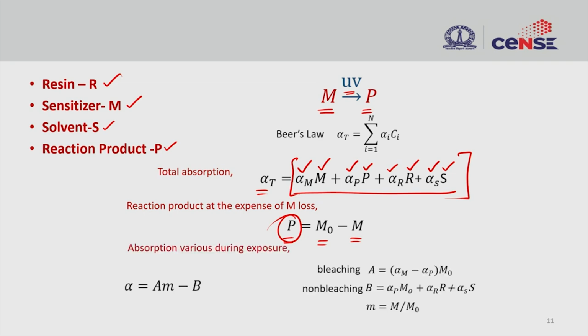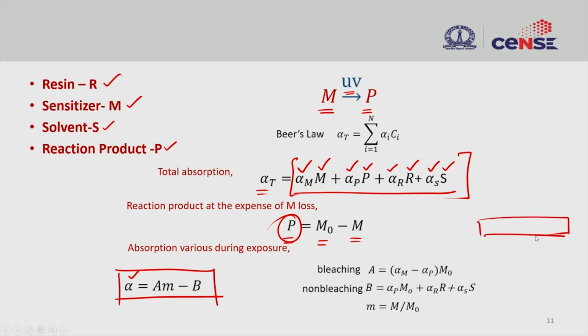And the absorption variation during exposure can also be given by using this relation. Your absorption is nothing but the bleaching parameter minus the non-bleaching one. So what is bleaching? Bleaching is what happens while you are exposing, right: the sensitizer that you see here slowly starts to become transparent. So that is what happens.